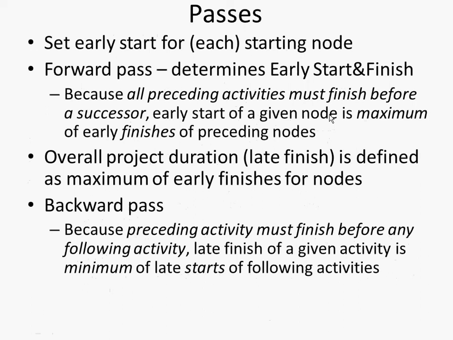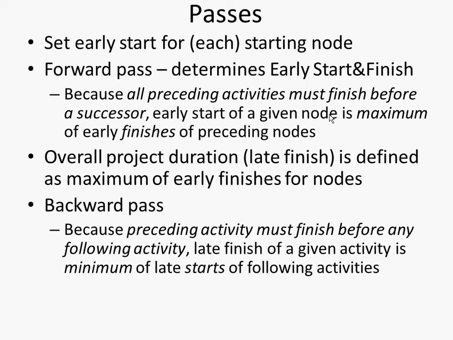So the forward pass determines early start and early finish. And the idea here is that all preceding activities must finish before a successor. If A depends on B and C, it can only start after the maximum of the finish times of B and C. Does that make sense? If I can only start debugging after my personal machine is set up and the database server is set up, then I'm not going to be able to start debugging until both of them are done. In other words, I can only start debugging at the maximum of the times that setting up the database server and setting up the test machine are complete. Does that make sense?